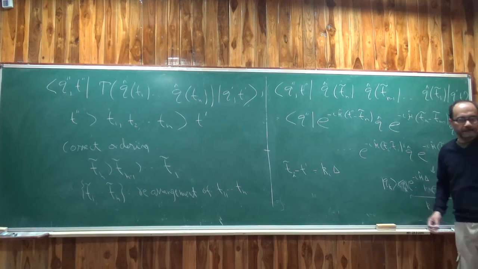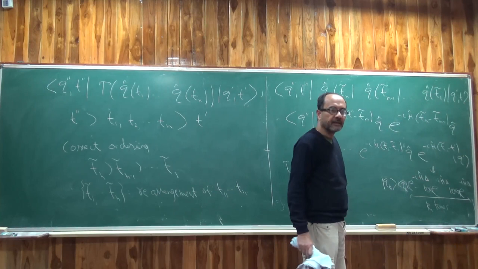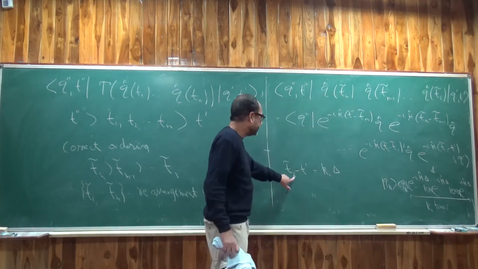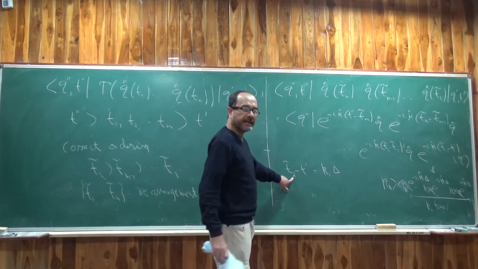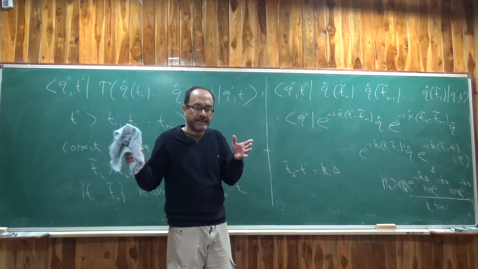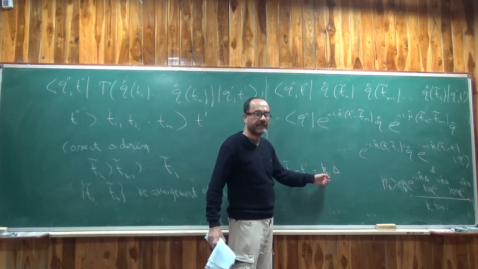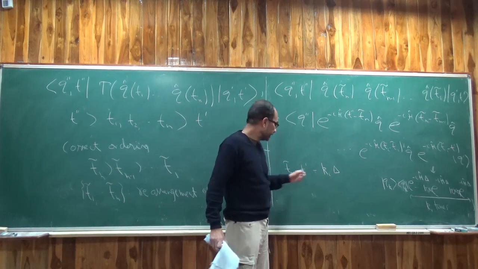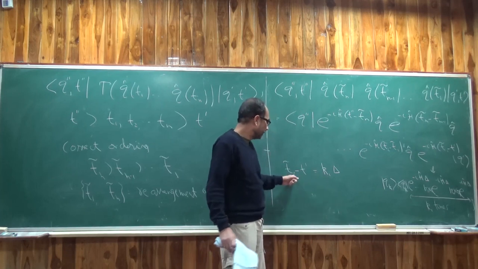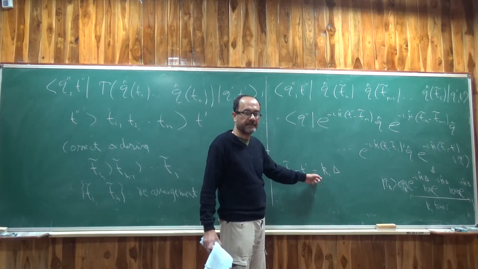Is this correct? What is the relation between I and ki? I takes values 1 to n. Those are the places where you have inserted. So ki is t tilde I minus t prime by delta. That's the definition of ki. So k1 is t1 tilde minus t prime by delta, k2 will be t2 tilde minus t prime by delta, and so on. That's the definition of the ki's.